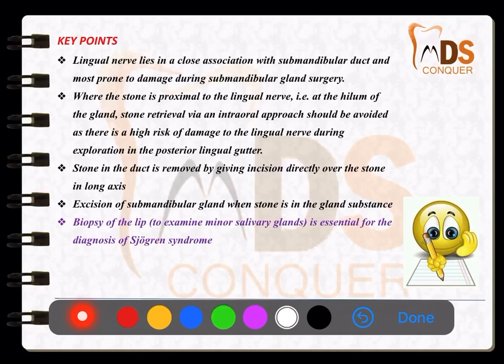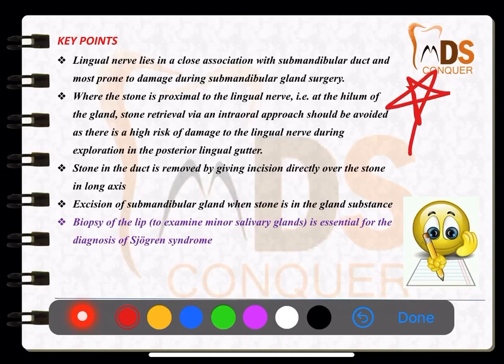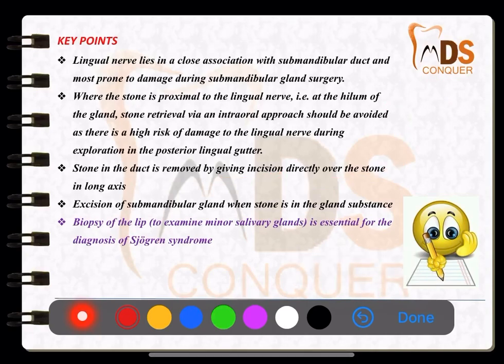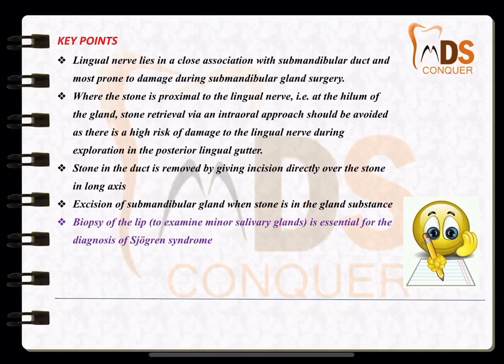So these are the important points. Next, the stone is actually removed by giving an incision directly over the stone in the long axis, and it can be removed. Excision of the submandibular gland is done when the stone is present in the gland. If the gland has a stone, then you have to excise the submandibular gland. And for Sjogren's syndrome, a minor salivary gland biopsy is always diagnostic. So it is very much essential for the diagnosis of Sjogren's syndrome. So these are the various key points.